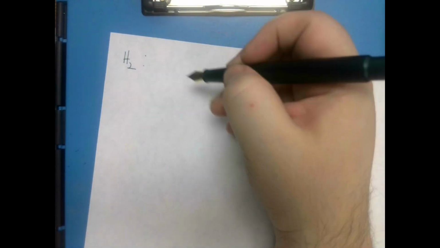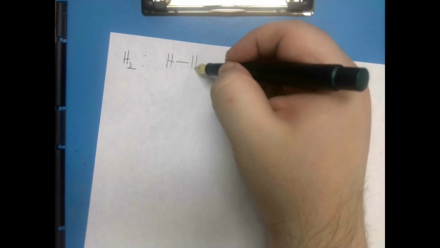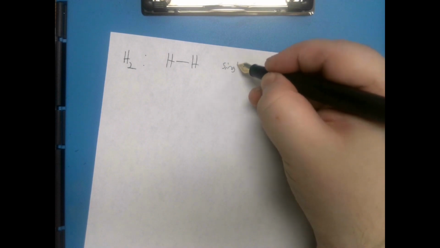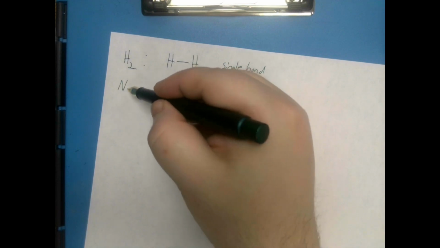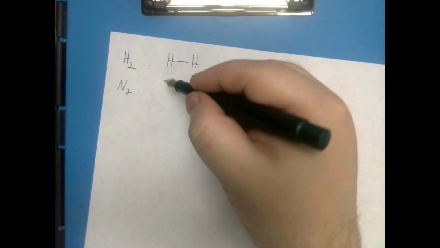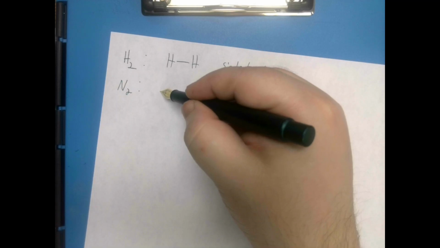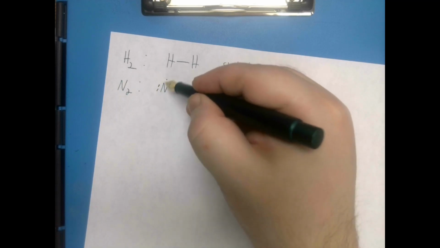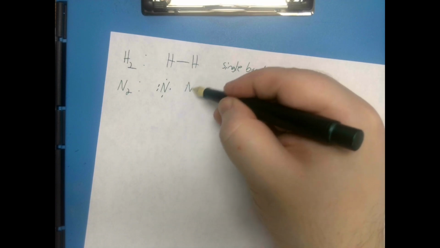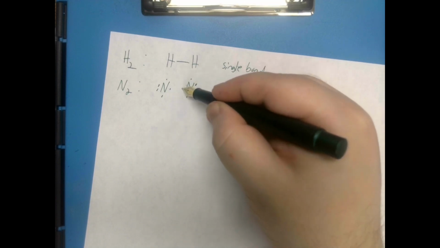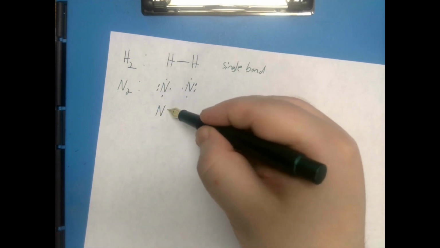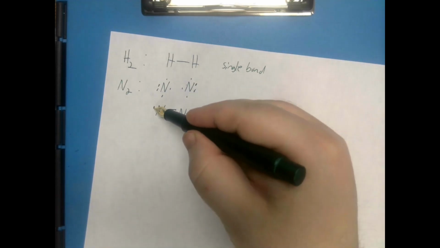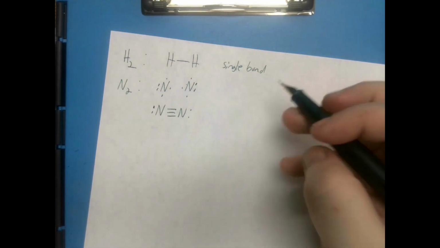H2 would be just hydrogen bonded with hydrogen. This has two, that has two. So it's a single bond. Nitrogen. So N has 5. It needs 3. This one needs 3, so you can link up all these. It'll be triple bonded with 2 electrons out here. It'd be a triple bond.